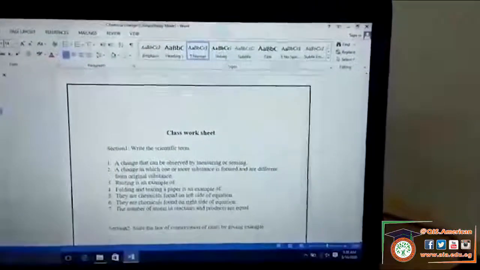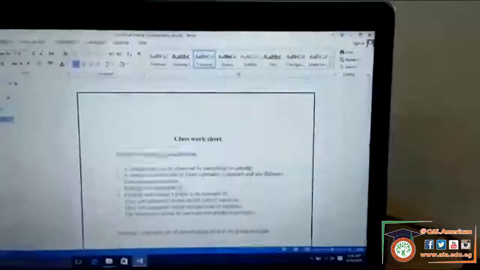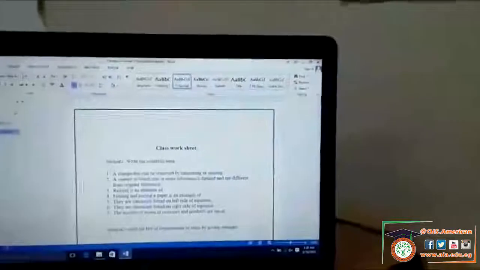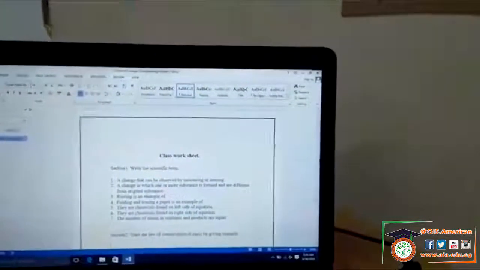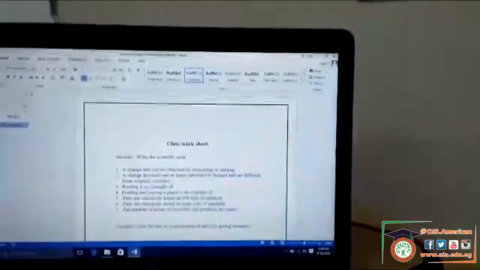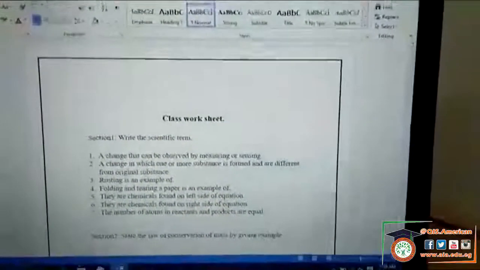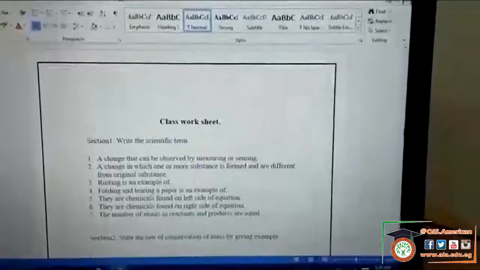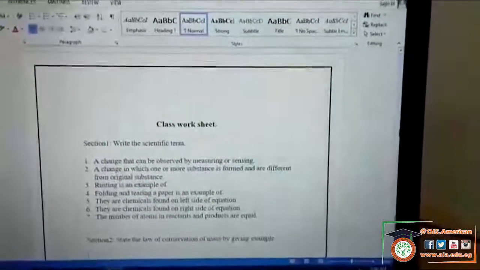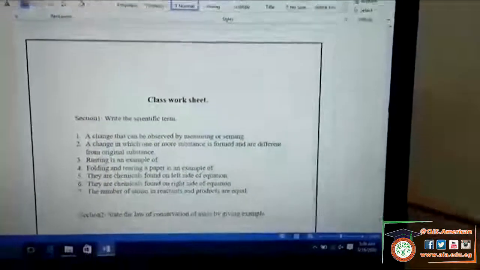Number seven, the number of atoms in reactants and products are equal. When we have an equation, we said that the number of atoms has to be equal in reactants and products. We have H2 plus O. It gives us H2O. So in the reactants here, we have two hydrogen and one oxygen. Also in the water, we have two hydrogen and one oxygen. So the number of atoms in reactants and products are equal. That is the law of conservation of mass.